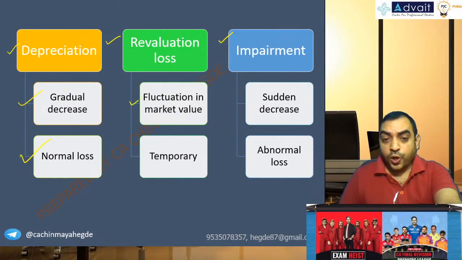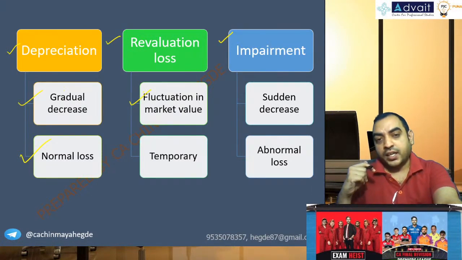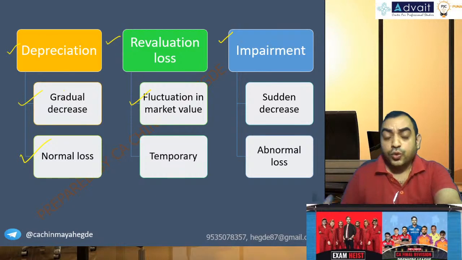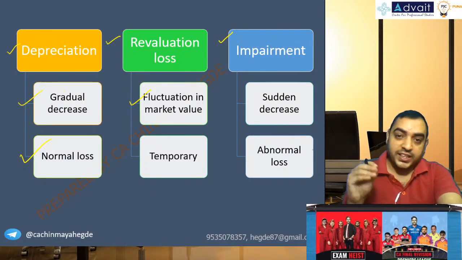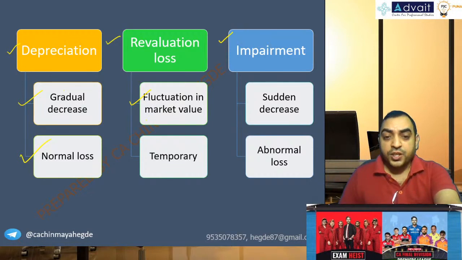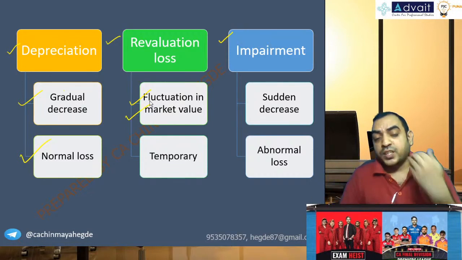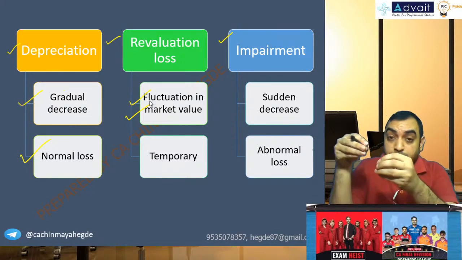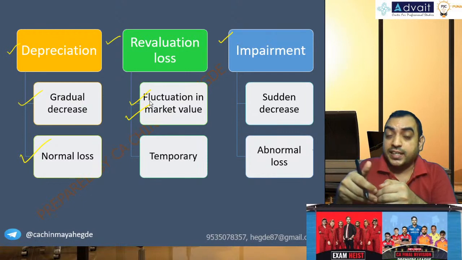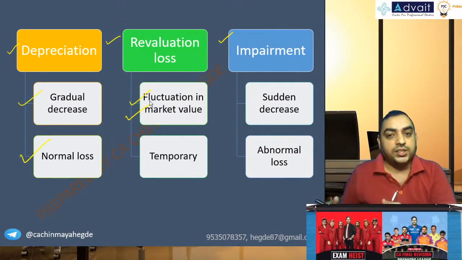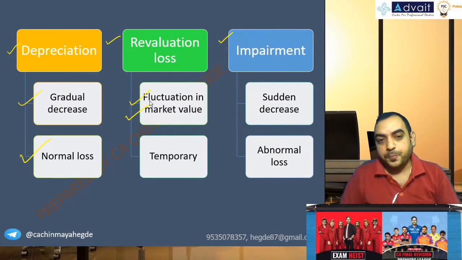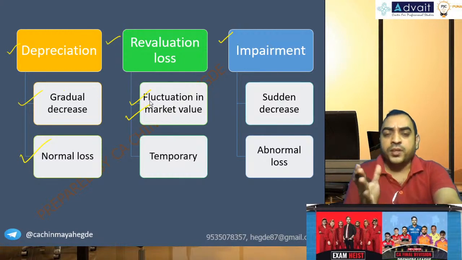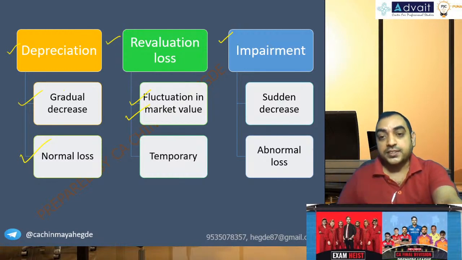Now, revaluation loss means fluctuation in market value. So this revaluation loss has nothing to do with use of the asset. Revaluation loss is because of market value. So if somebody reports revaluation loss in their P&L account, it means the market value of the asset is undergoing a change and that is being reflected. That's it. It's just a temporary phenomenon, fluctuations in market price.